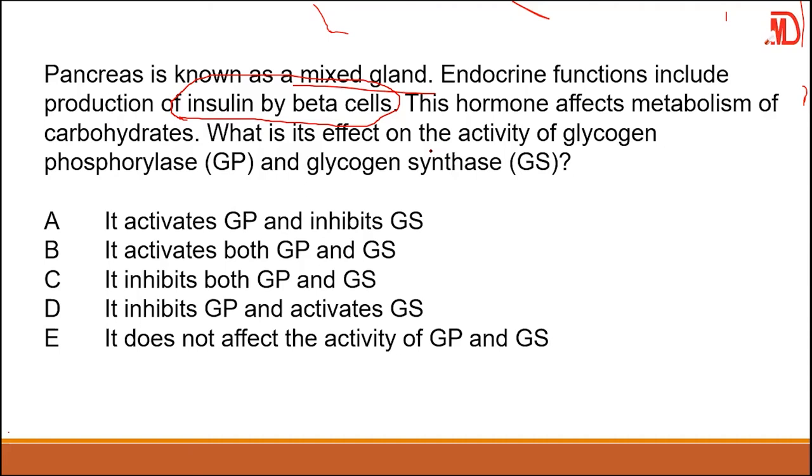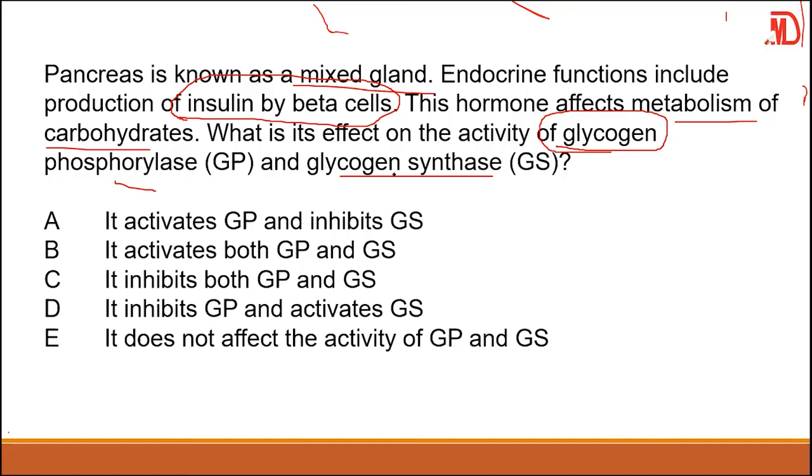Now, this hormone affects metabolism of carbohydrate, of course. One of us just said it, carbohydrate or glucose. What is its effect on the activity of glycogen? What is glycogen? The storage form of glucose. So the question is, what is its effect on the activity of glycogen phosphorylase and glycogen synthase? Now, glycogen phosphorylase, meaning you are taking the glucose out. Of course, glycogen is stored in the liver. Don't forget that. So glycogen phosphorylase means we want the glucose out of the liver. Glycogen synthase means we want to store the glucose in the liver.